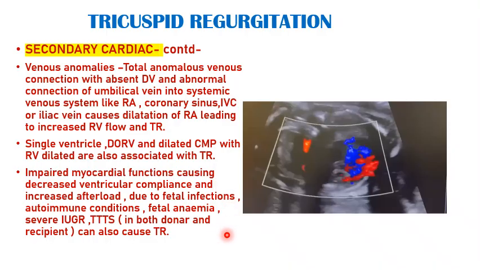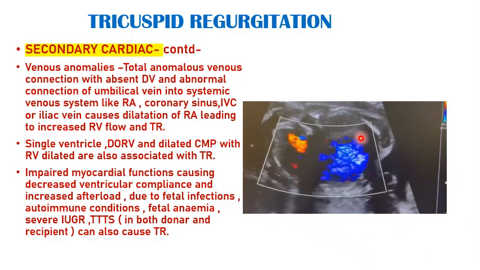Impaired myocardial function causing decreased ventricular compliance and increased afterload can be due to fetal infections, autoimmune conditions, fetal anemia, severe IUGR, twin-twin transfusion syndrome, in which both donor and recipient can be affected. All are associated with tricuspid regurgitation.